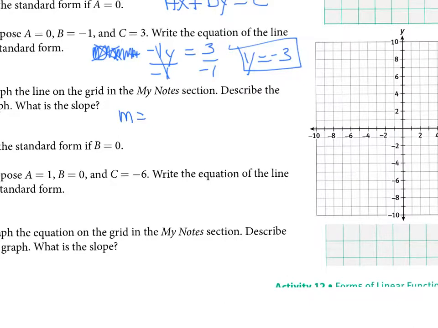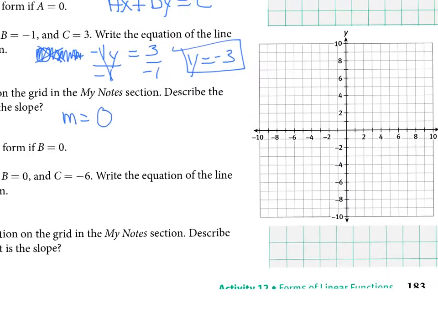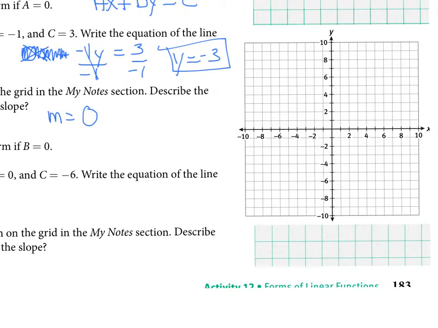Okay, remember, horizontal lines go like this. So what's the slope of a line that goes like this? Okay, hopefully you got that at 0. So when we go to graph this over here, y equals -3.